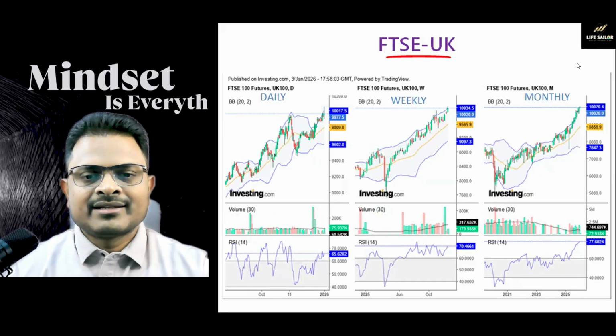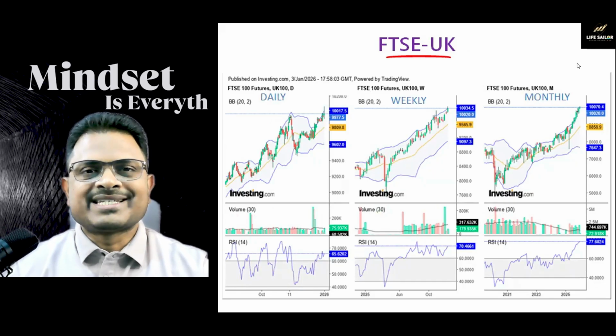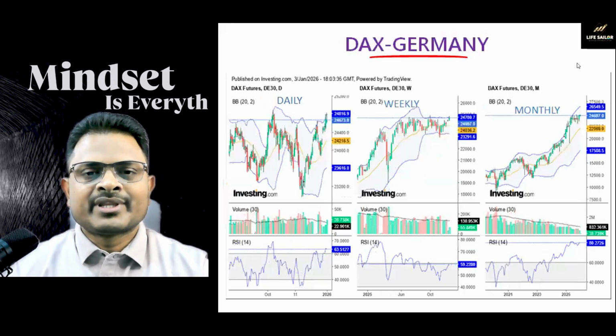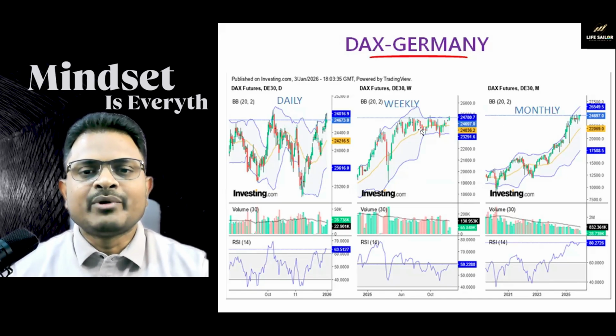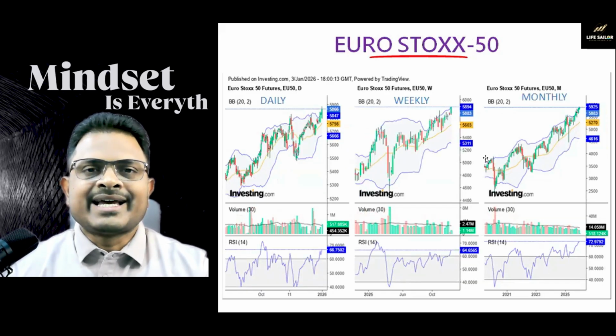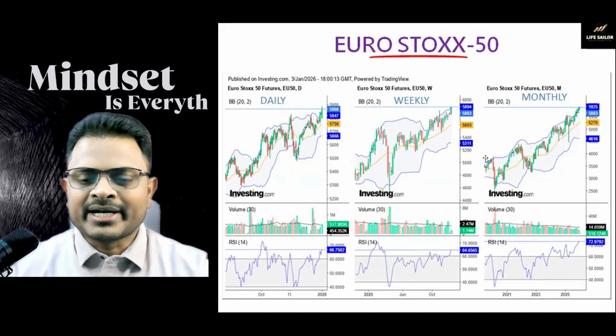FTSE UK index: all three RSI above 60, so clearly a very good trending market, no worry at all. DAX Germany: weekly RSI a little near 60, but monthly and daily above 60. No worry. Weekly is at resistance, but in the coming week, if price keeps moving higher, there will clearly be a breakout in DAX Germany, so one must watch for it. Euro Stoxx 50: all three RSI above 60, no worry at all, clearly a trending market.